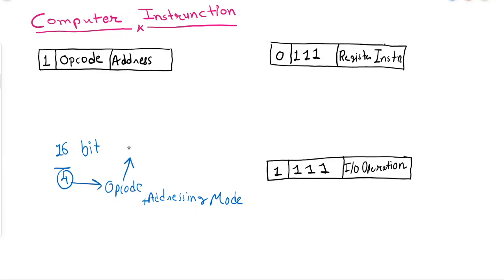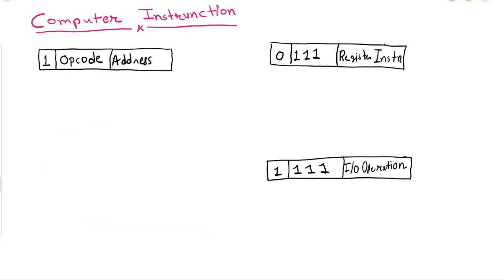For the opcode we will have 3-bit, and for the addressing mode we will have 1-bit. So the computer will figure out the type of operation from this. If we have a total of 3-bit, then how many combinations are possible? We will have 8 possible combinations. Let me write down those combinations: 000, 001, 010, 011, 100, 101, 110, 111.